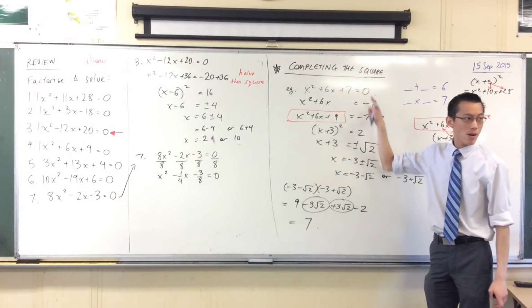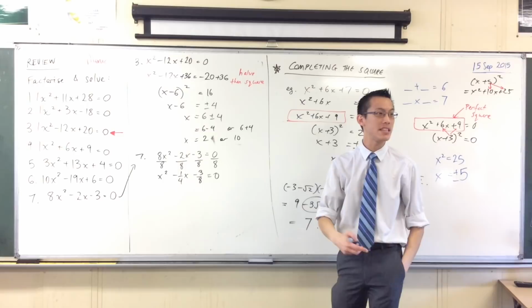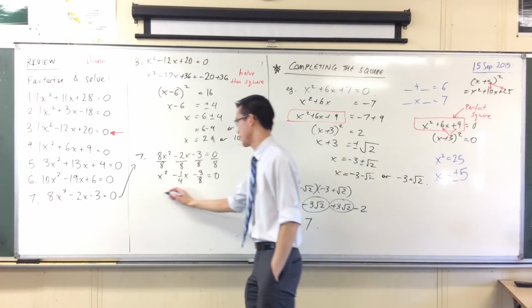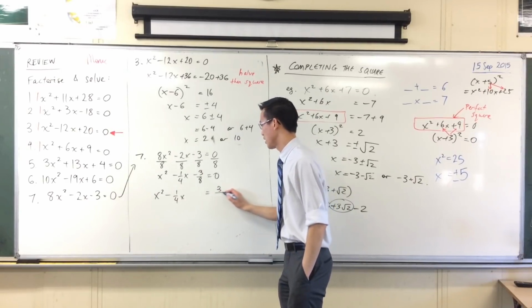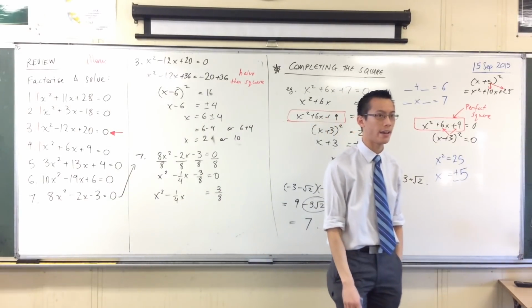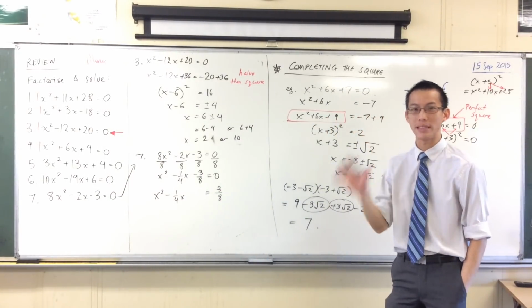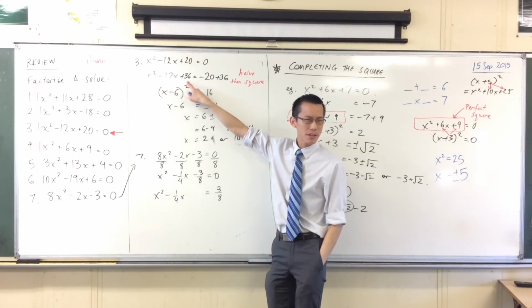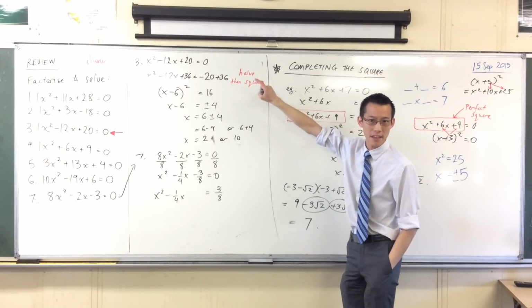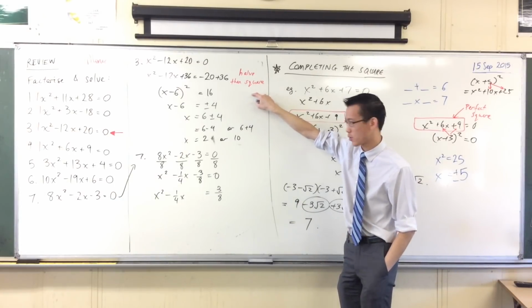I want to get a square over here. That minus 3 over 8 is in the way, so I'm going to kick it over the other side. X squared minus a quarter x, and that'll leave me with 3/8 on the right-hand side. And now here comes my completing step, right? How did I add this number? What did I do again? I halve, then I square it. I halve it, and then I square it.